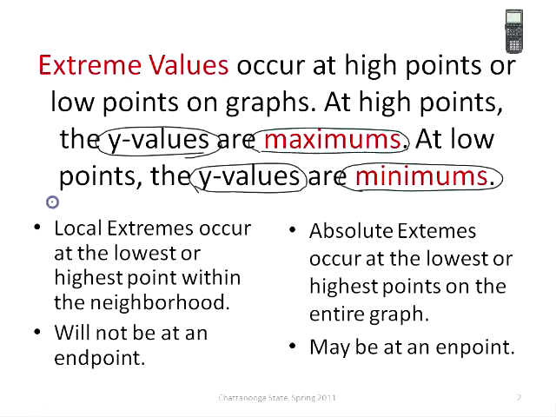We have local or relative extreme values, and they occur within a neighborhood. In other words, they are the highest point within that particular portion of the graph. These will not occur at an end point of a graph. The absolute extreme values are the highest or lowest points on the entire graph. They may occur at an end point.